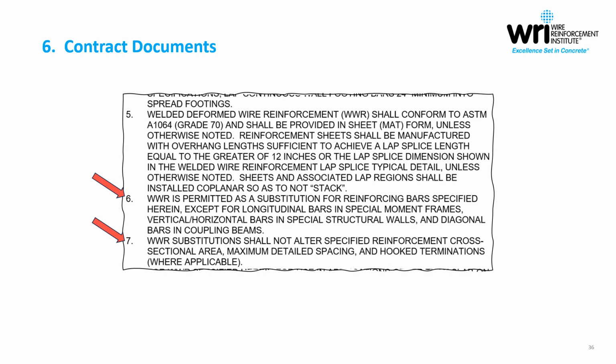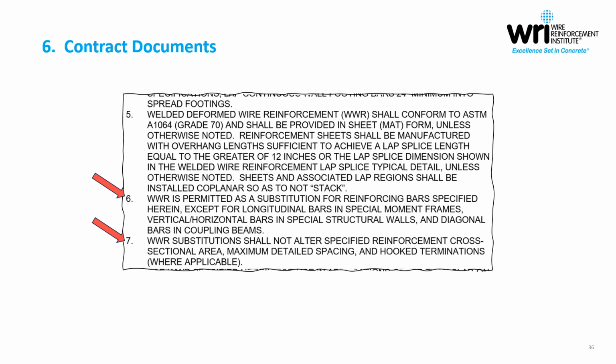Another example, another excerpt from some structural drawings, is just to include some really simplistic language in general notes. You know, if you're doing design out of rebar and that's what you're accustomed to doing, you can certainly still do that. Including some pre-approval type language does open up the option for the contractor to explore some alternatives. So here in note number 6, it indicates that welded wire reinforcement is permitted as a substitution for reinforcing bars specified herein. There are some exceptions.